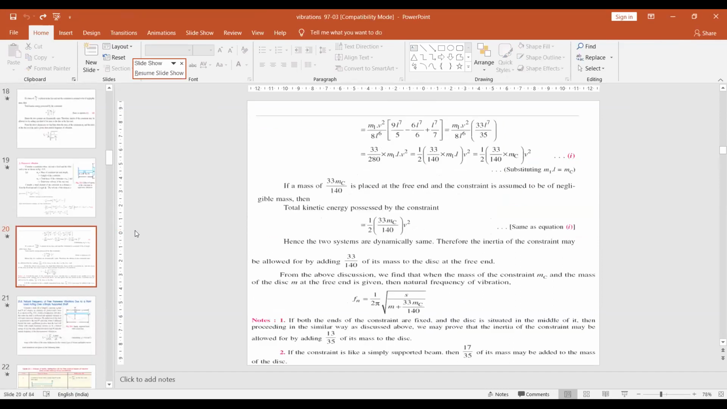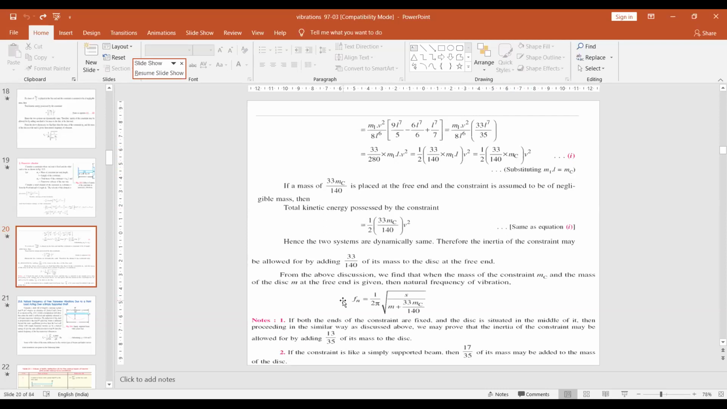Now when we make the integration of this particular part, the equation will come to nearly 1 by 2 into 33 by 140 m1 l v square. m1 l is the mass of the constraint, which may be written as mc. So m1 into l equals mc. Then what is the difference from the general kinetic energy? It is 33 by 140 into mc. So our m is replaced with 33 by 140 mc.